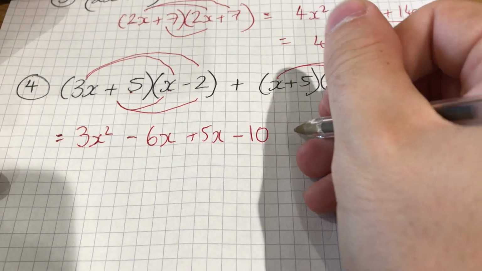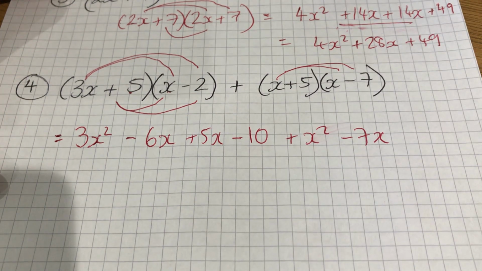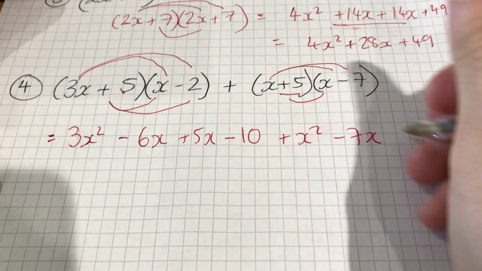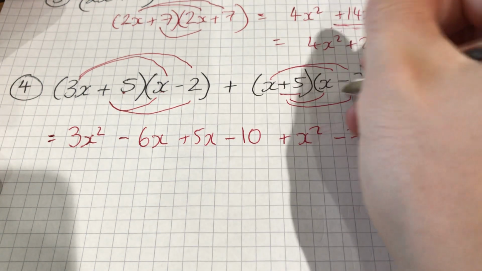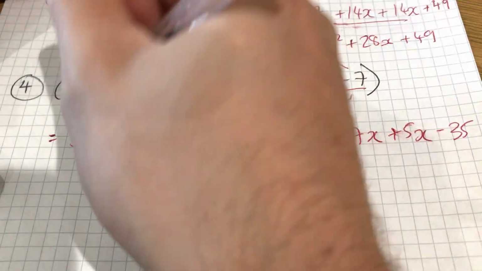Boom, boom. X times x is x squared. X times minus 7, minus 7x. Plus 5 times x, plus 5x. Plus 5 times minus 7, minus 35. And then we're going to simplify everything we can simplify.